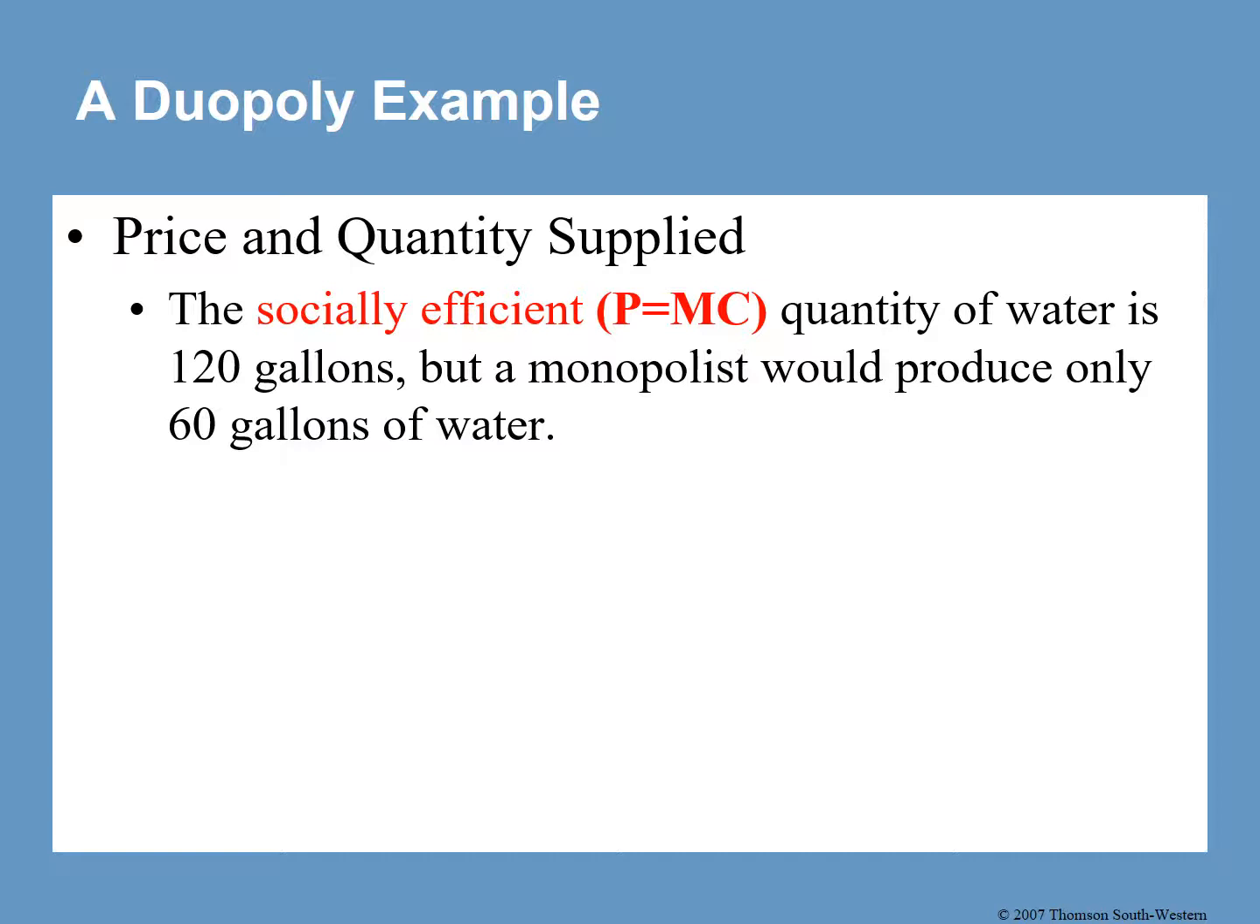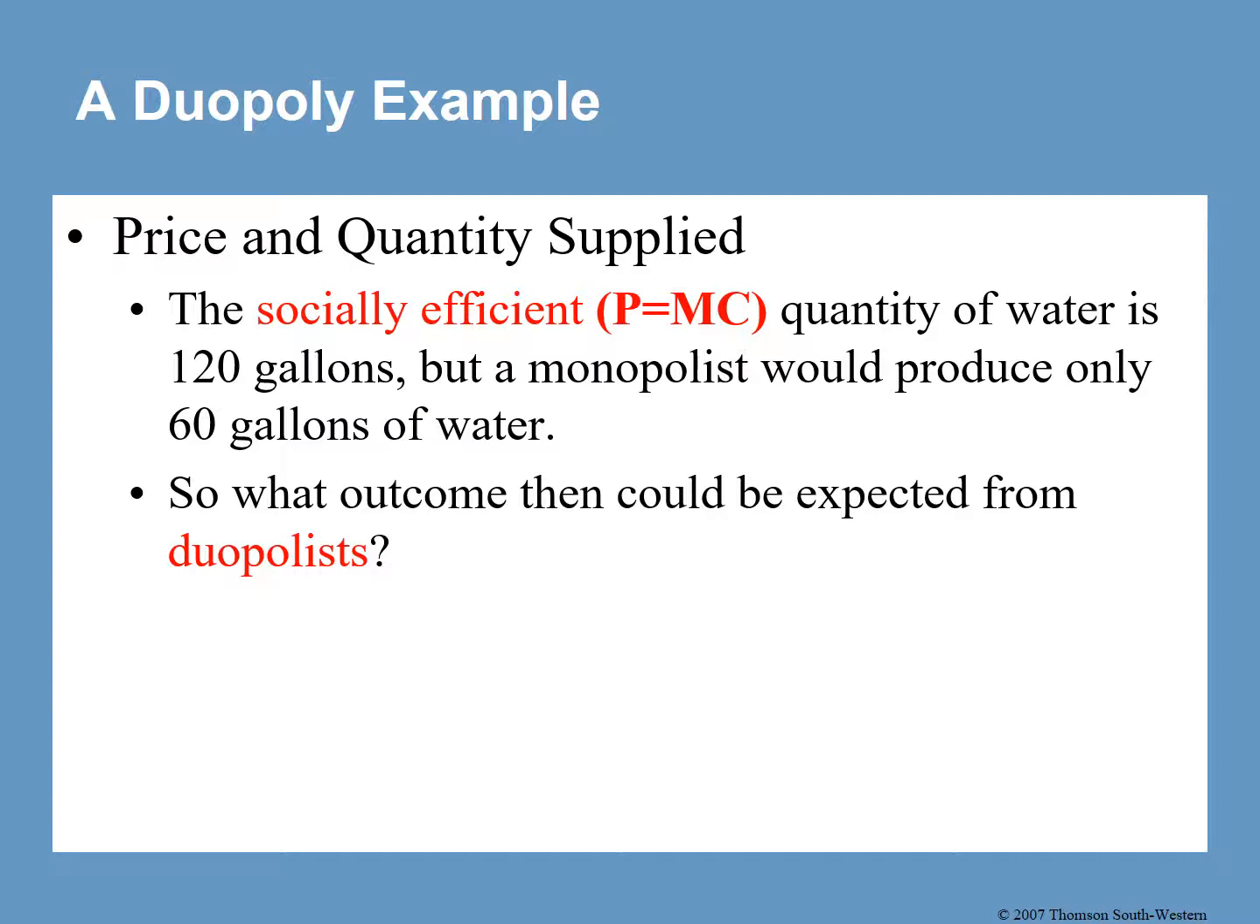The perfectly competitive solution, or the socially efficient solution, where price equals marginal cost, or in our scenario where MC equals MR, the quantity of water was 120, but monopolists would produce 60 gallons of water. So my question for you to consider is this: what outcome would be expected from a duopolist? 120 gallons made in perfect competition, 60 gallons in a monopoly. Where would a duopolist fall?